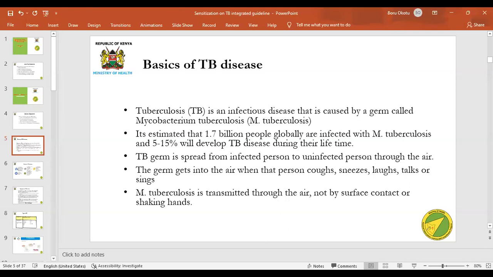TB spreads from an infected person to an uninfected person through the air, and this bacteria gets into the air when that person coughs, sneezes, laughs, talks, or sings, or any other action that releases these aerosols into the air. The bacteria is transmitted through the air.